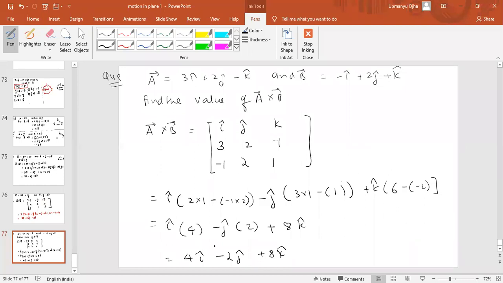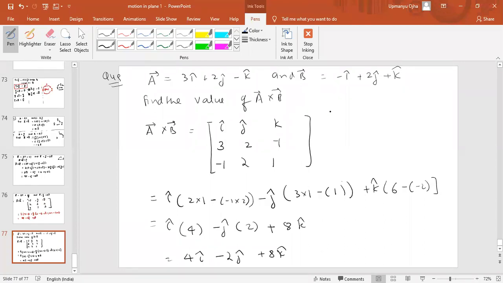So the answer is 4i cap minus 2j cap plus 8k cap. I think you are understanding how to find the cross product. This method is much easier as compared to the previous method, so my suggestion is to follow this method. The way I told you, you have to follow each and every step. You don't need to use your own logic there. If you use your own logic, then you make a mistake.